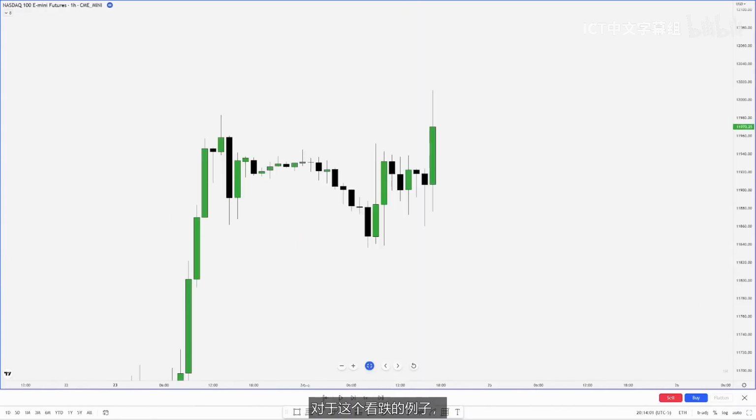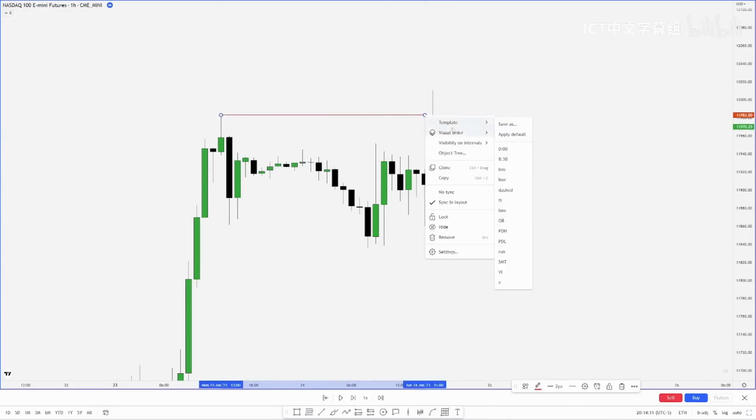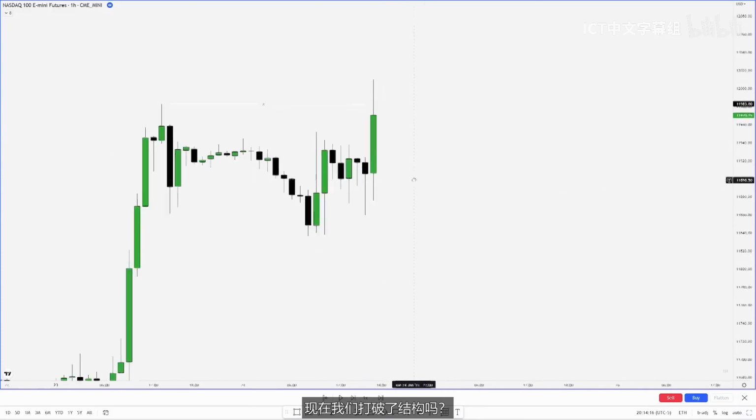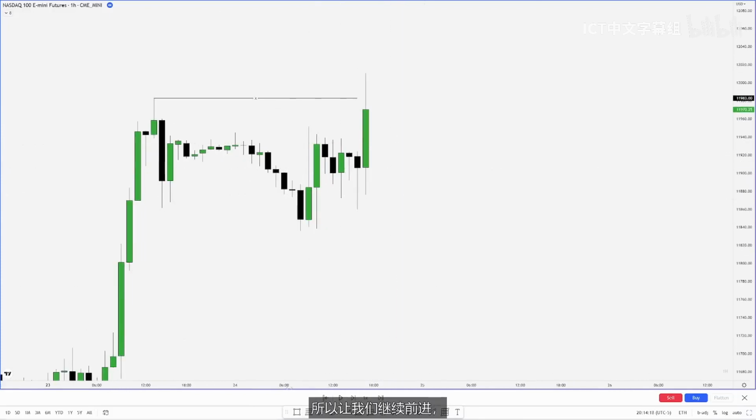For this bearish example, we are going to use the NQ 1-hour chart. So if we're looking at this high, did we sweep buy side? Yes, right here. Now, did we break structure down? Not yet. So let's skip ahead.